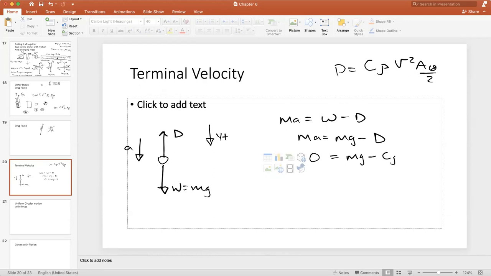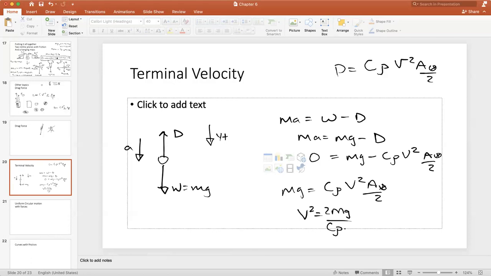The drag force is c rho v squared A over 2. If I set these equal, I get mg is c rho v squared A over 2. I can solve this for v. V squared is mg times 2 over c, the density of air, times the cross-sectional area. Taking the square root, this is terminal velocity. Terminal velocity is therefore the square root of 2 times your mass times gravity divided by your coefficient of drag, the density of air, and your cross-sectional area.